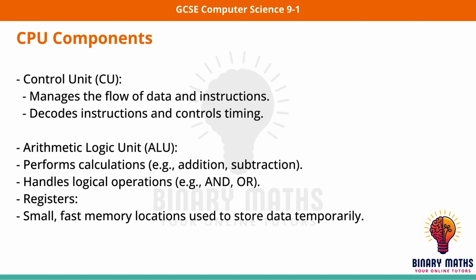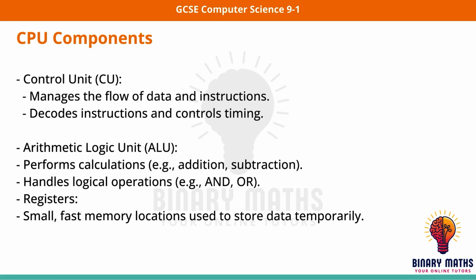Let's take a closer look at the components inside the CPU. The control unit, this is like the traffic controller of the CPU. It makes sure instructions are executed in the right order and controls the flow of data. The arithmetic logic unit, or the ALU, this is where all the math and logic happens. It can add, subtract, multiply, and even compare numbers to see which is bigger.